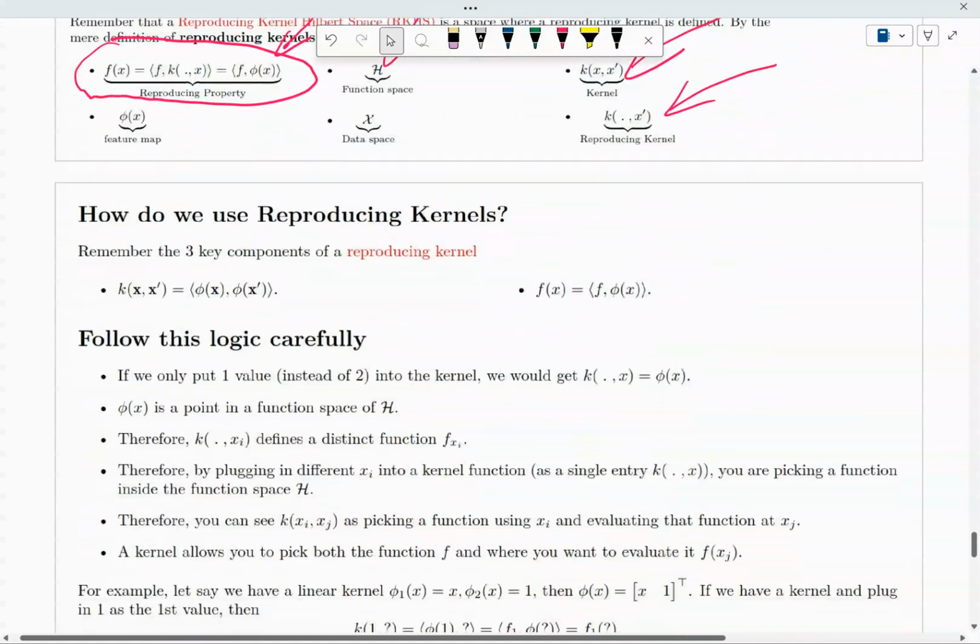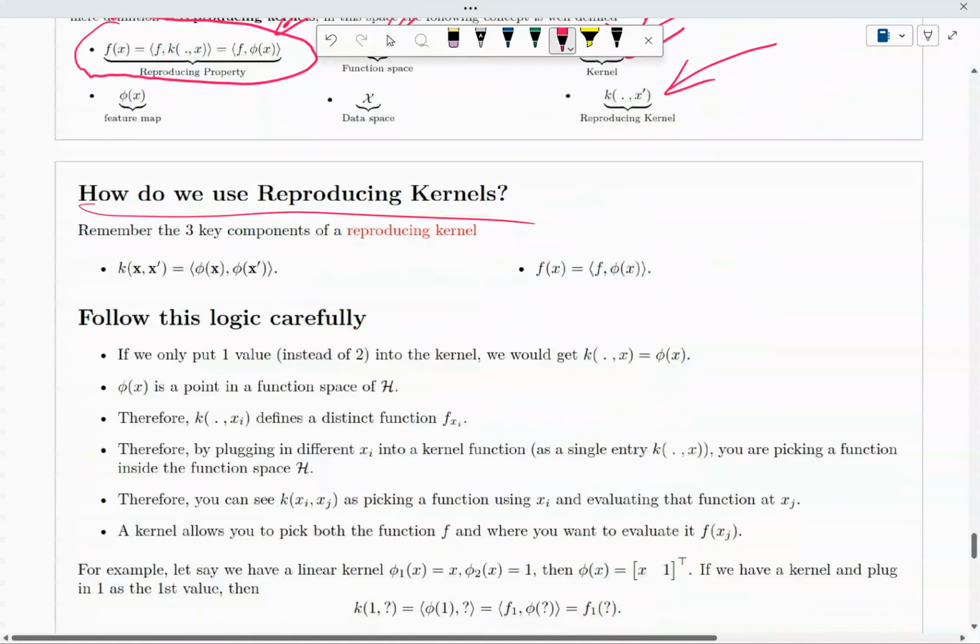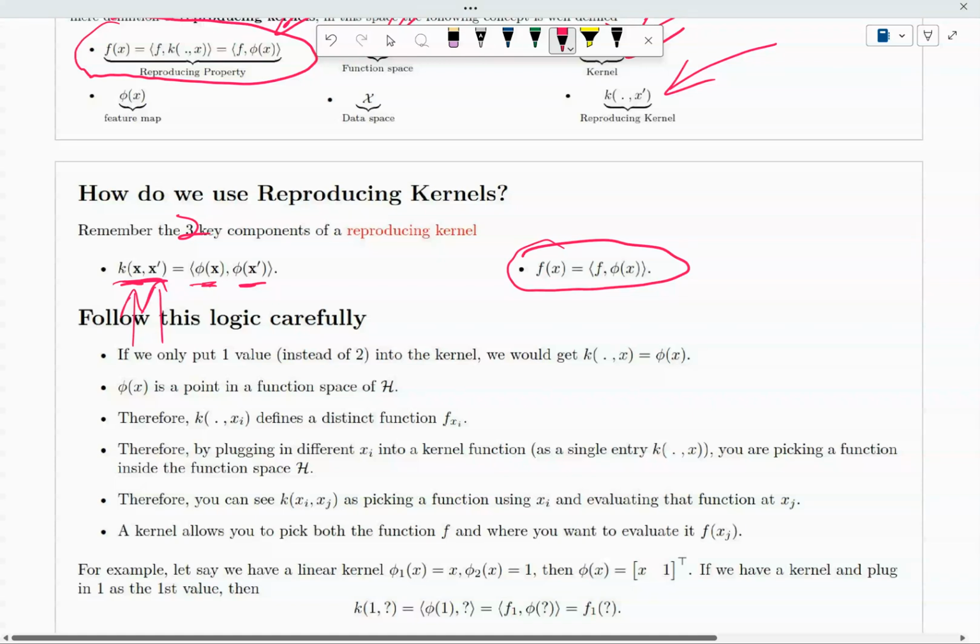Now, how do we use reproducing kernels? Well, there are two components to a reproducing kernel. First is that you can essentially take the inner product of these values inside RKHS. Or you can think of it this way. This is the reproducing property.